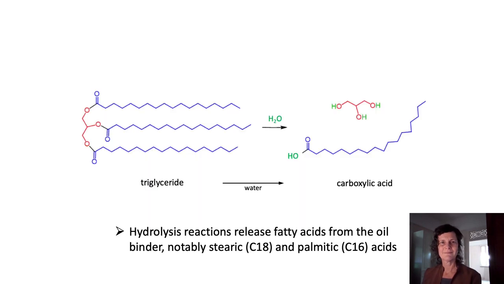Beyond the early life of a painting, exposure to water or elevated relative humidity triggers release of fatty acids from the binding medium through hydrolysis reactions, shown in simplified form here. The free fatty acids released in this process are more mobile within the paint film than those which remain connected to the cross-linked oil. Saturated fatty acids, such as stearic and palmitic acid, are particularly susceptible to release as they lack the double bonds which allow participation in cross-linking reactions.